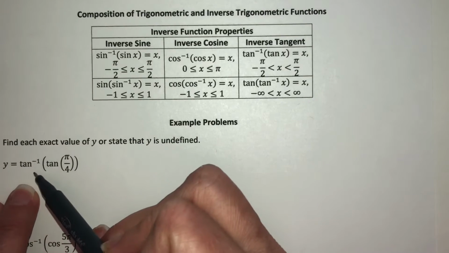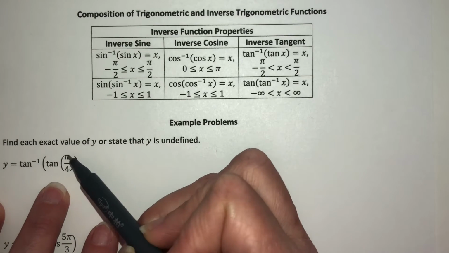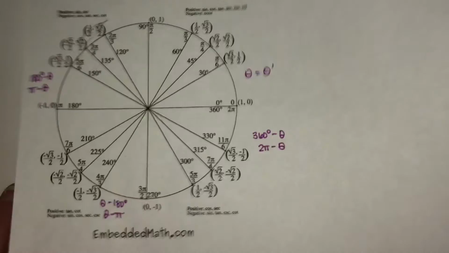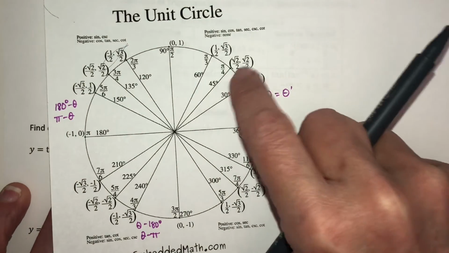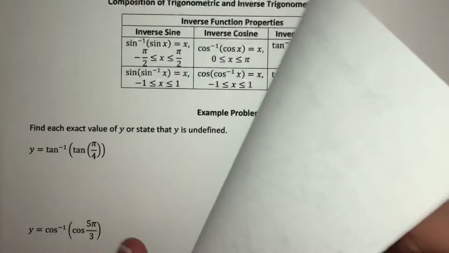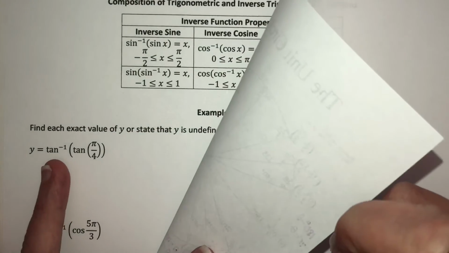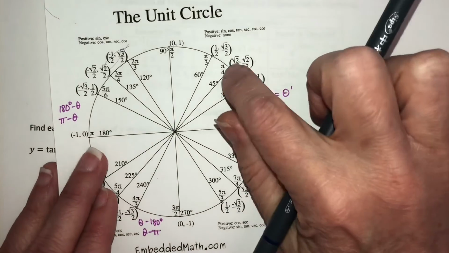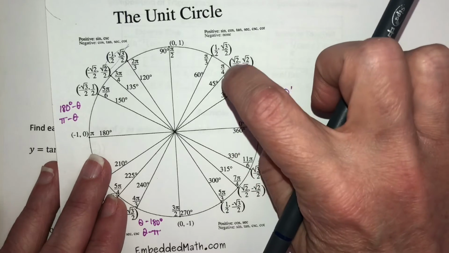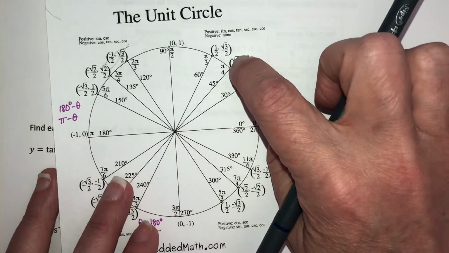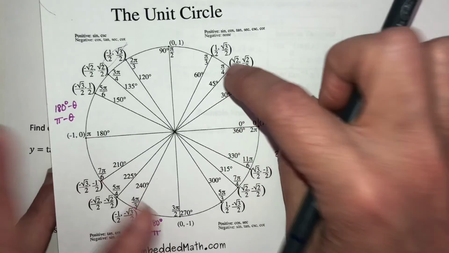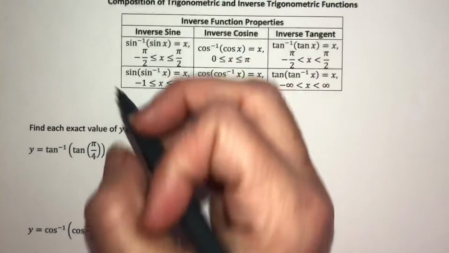But in general, let's just do this. Tangent inverse of tangent of pi over 4. Let's just use our unit circle. What is tangent of pi over 4? Well, that's 1. And then inverse tangent of 1 is also pi over 4. So in this case, we took the tangent of a number in the first quadrant, we found inverse tangent, and we got the answer back in the first quadrant. So this is pi over 4.